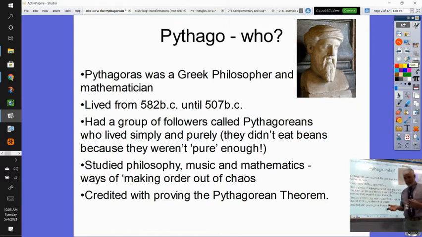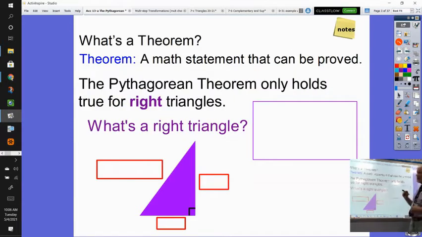So first off, why is it called the Pythagorean Theorem? Well, it's named for Pythagoras, who was a Greek mathematician and philosopher, way back a couple thousand years ago. He had a group of followers, sort of a cult kind of thing, called the Pythagoreans, and they lived very simply and they did some weird things. People thought they were nasty or whatever. You can look it up. They did some strange things, but they studied music and philosophy and math, and Pythagoras is credited with discovering the Pythagorean theorem.